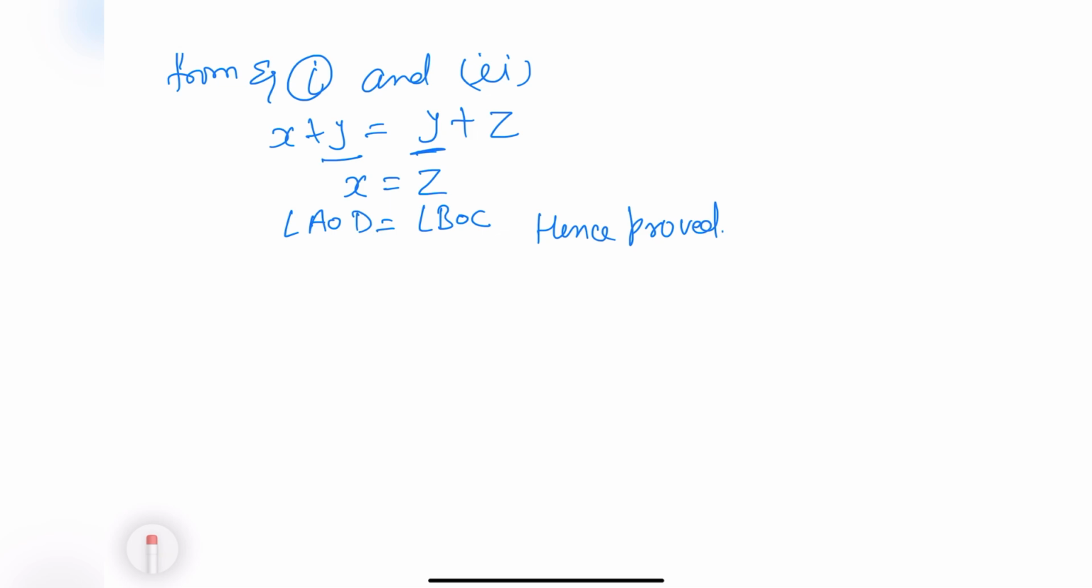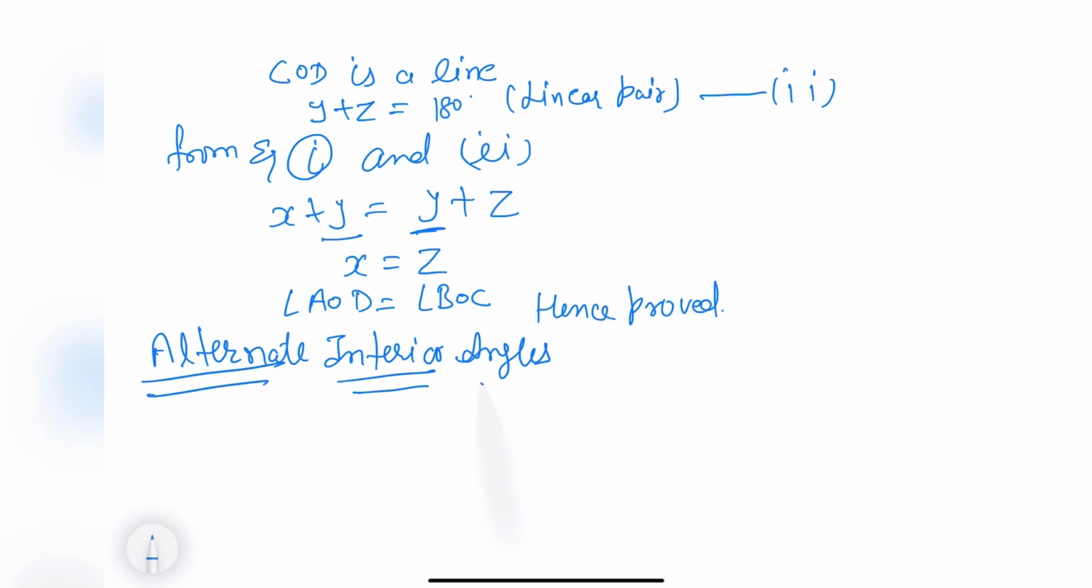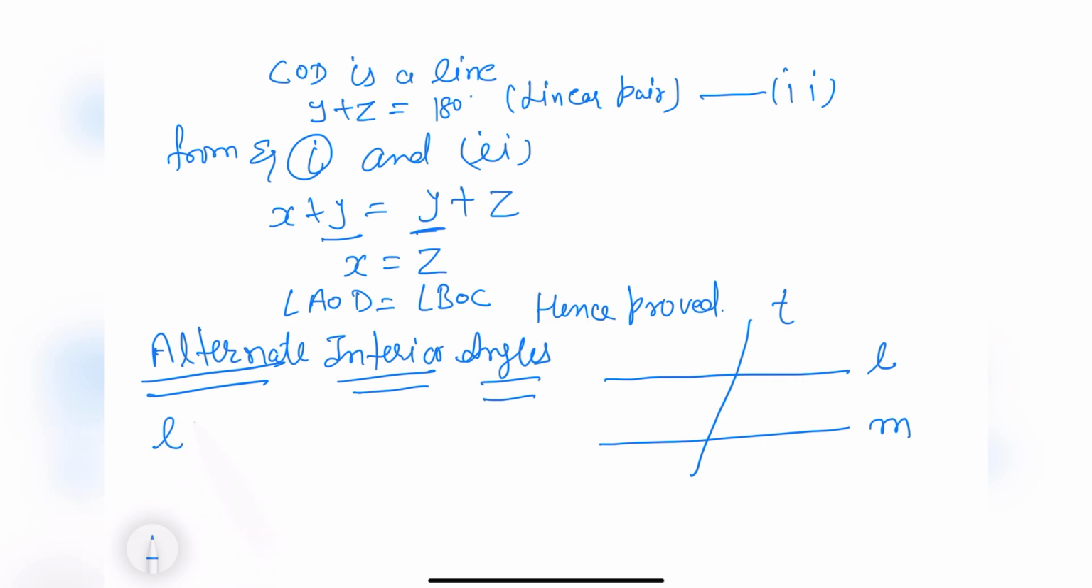Now we have another pair of angles that is called alternate interior angles. For alternate interior angles, we must have two parallel lines. Consider lines L and M, and T is a transversal line. Line L is parallel to M and T is the transversal.